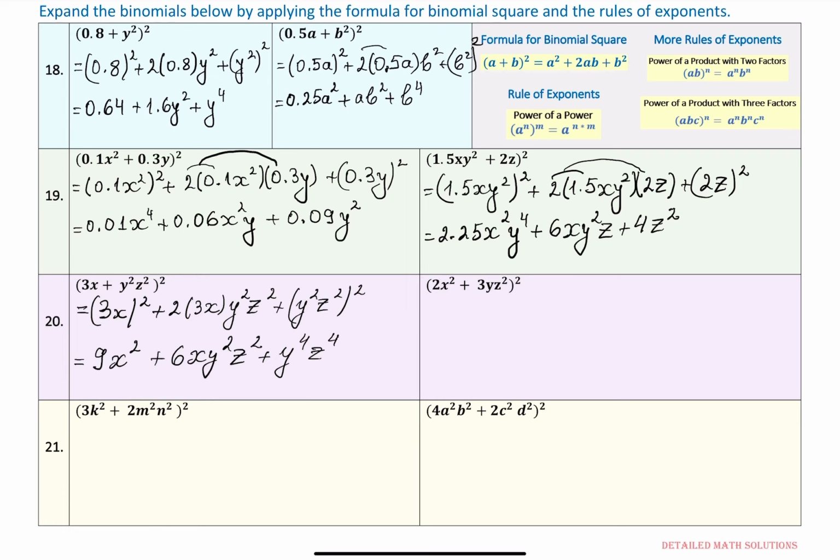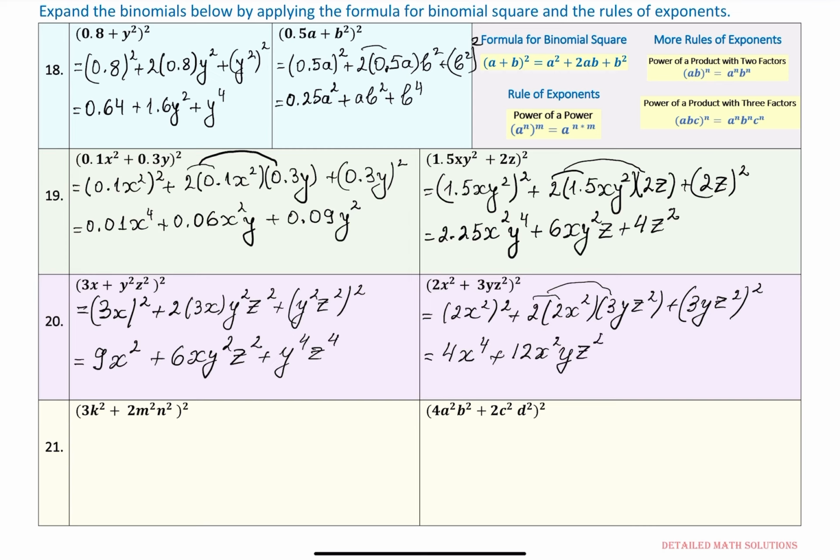Next exercise, (2x² + 3yz²)². This equals (2x²)² plus 2 times 2x² multiplied by 3yz² plus (3yz²)². This equals 2 squared 4 and then (x²)² is x to the power of 4, plus we have 2 times 2 times 3, which is 4 times 3, 12, x², y, z², plus 3 squared, 9, y², z to the fourth power.